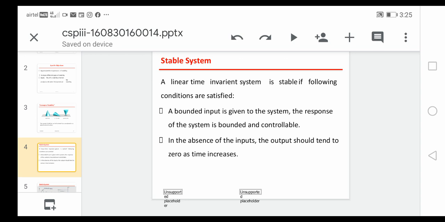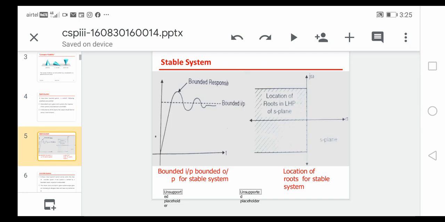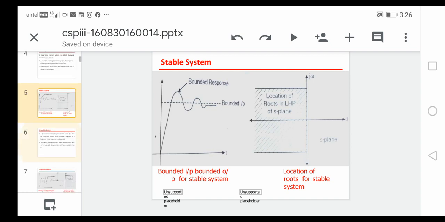How we are going to define a stable system is: if we are having a bounded input, for a bounded output, the response of the system must be bounded or controllable, then only we can say that it is a stable system. In very simple terms, the system which is very easily controllable, that particular system we call a stable system. Here the output will be bounded, and the location of poles will all be on the left half of S plane. Then only we can say that is a stable system.